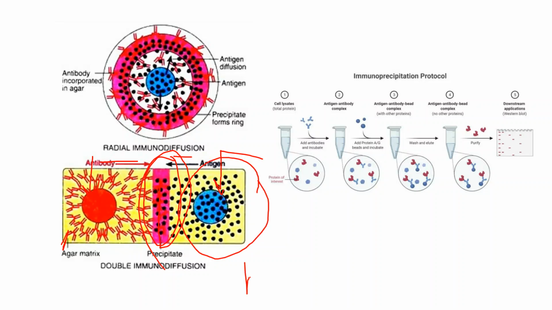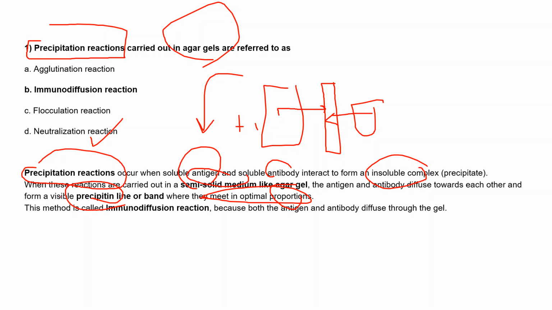We call it the post zone. And here is the pre zone, where the antibody amount is more. So the antibody starts moving toward the antigen, and the antigen starts moving toward the antibody, and there is a zone where the antigen and antibody amounts are equal. We call it the zone of equivalence, where they form the precipitate, and this process we call double immunodiffusion. So this method is called the immunodiffusion reaction, where both the antigen and antibody diffuse through the gel.